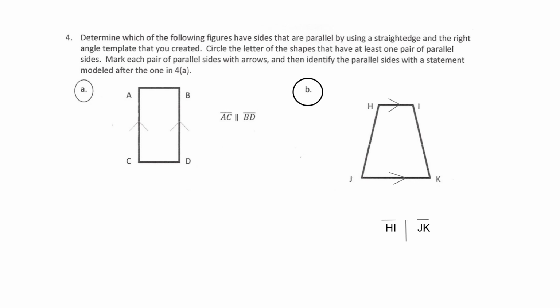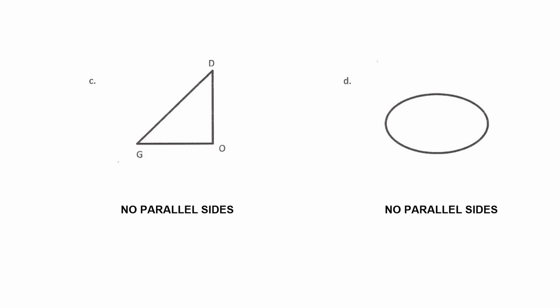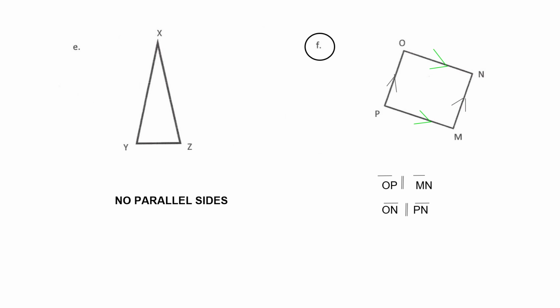Now for B, HI is parallel to JK because they stay the same distance apart and never touch. So we circled B and we wrote that line segment HI is parallel to line segment JK. This has no parallel sides. It is a right triangle because it has perpendicular lines and a right angle, but no parallel sides. This is an oval, no parallel sides. This is an isosceles triangle because it has two sides that are equal. It's also an acute triangle because it has 3 acute angles, but no parallel sides.